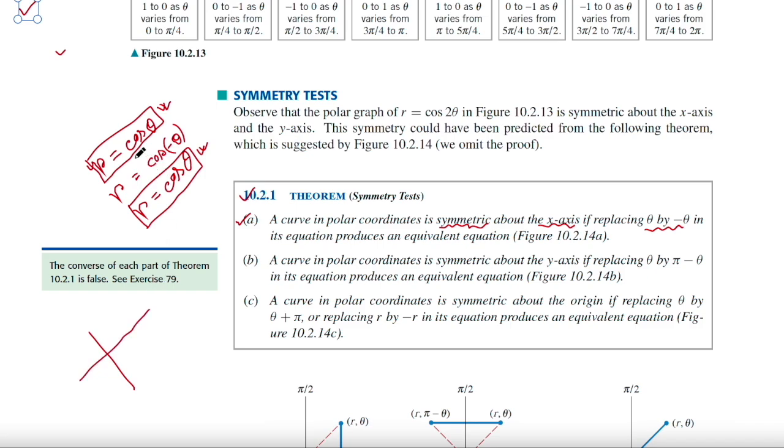If you sketch r equal to cos theta, we know this is a circle, which is symmetric to the x-axis, right? The area in this part and the area in this part is the same. So it is symmetric to the x-axis.